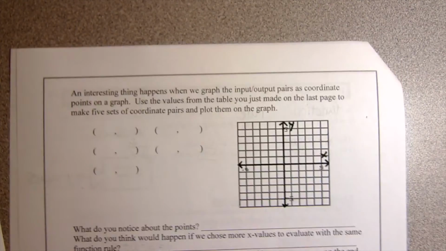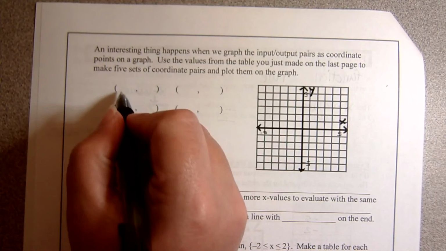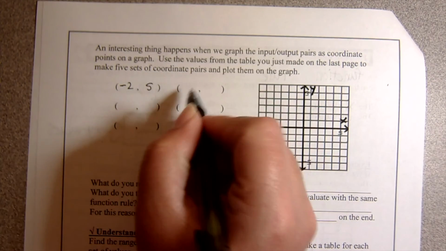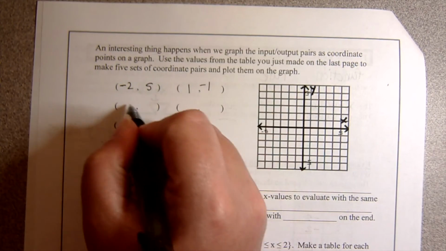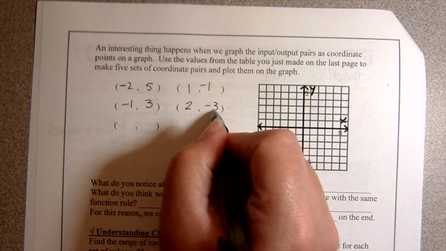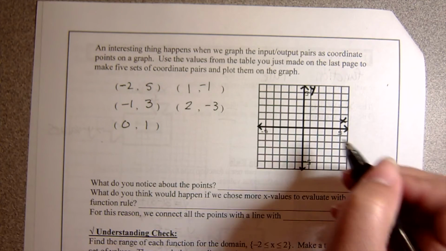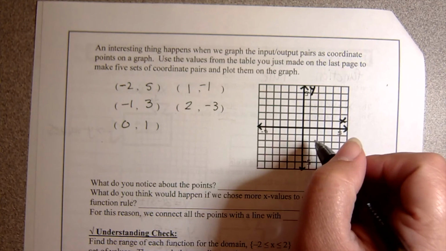It says an interesting thing happens when we graph the input-output pairs on the graph. So we're going to use the table that we just did, and we're going to graph these points. So first we're going to write these points in. These are the same points from the table. And then we're going to go ahead and plot these points on the graph.